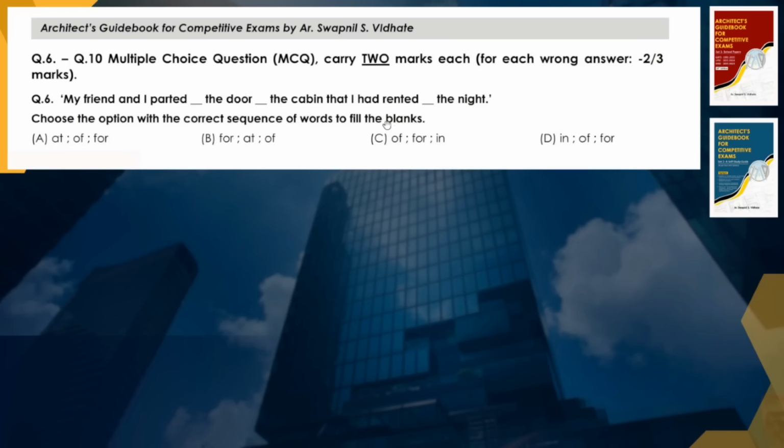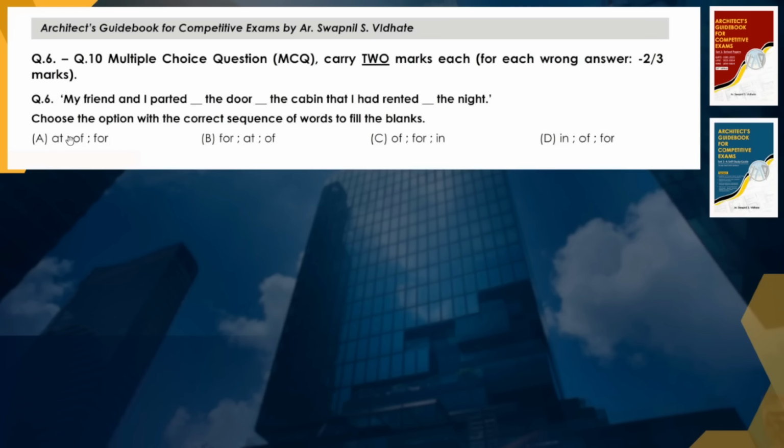The door for the cabin, this is also the incorrect one. So "of", which is mentioned in option A and D, is the correct one, right? The door of the cabin that I had rented dash for the night, so it will be definitely "for", right? The door of the cabin that I had rented for the night, which is mentioned at option A also and option D also.